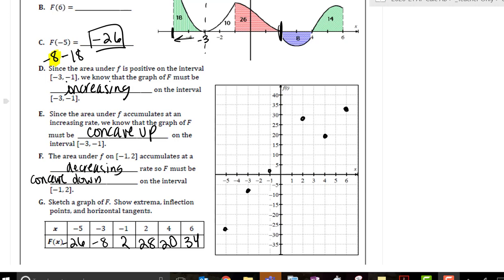All right, I got my ordered pairs on. I also know, let's see, what did I say? We are concave up from -3 to -1. So I'm just going to get that concavity drawn here. And then we're going to be concave down from -1 here. I'm going to assume that this is going at this downward rate.